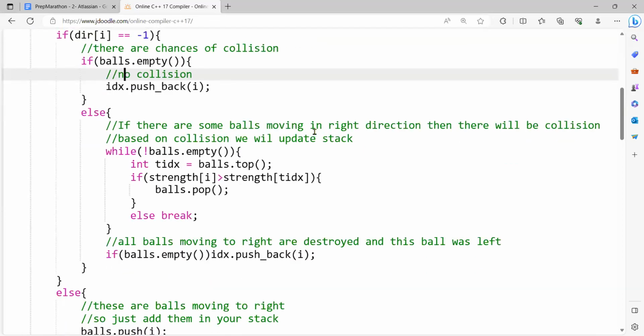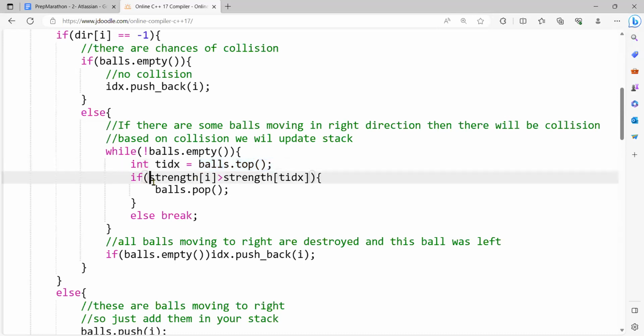Now, if there are some balls moving in the right direction and my current ball is moving in the left direction, there are chances of collision. Collision will occur. Now, what will happen in collision? First, the collision will be with the top, the last ball which was moving right. So tIdx is nothing but the index of the top ball, present at balls.top. The top function in a stack gets us the value present at the top of the stack.